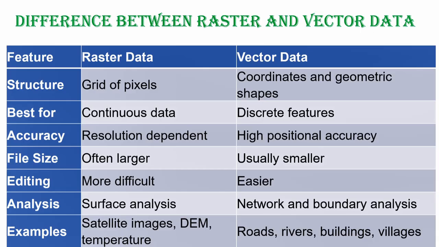The file size of raster data is often larger compared to vector data. Editing in raster data is considered a difficult process. On the other hand, editing in vector data is easier in comparison to raster data. Surface analysis is generally performed using raster data. On the other hand, network and boundary analysis can be performed using vector data. Examples of raster data are satellite imagery, DEM, and temperature. On the other hand, examples of vector data are roads, rivers, buildings.